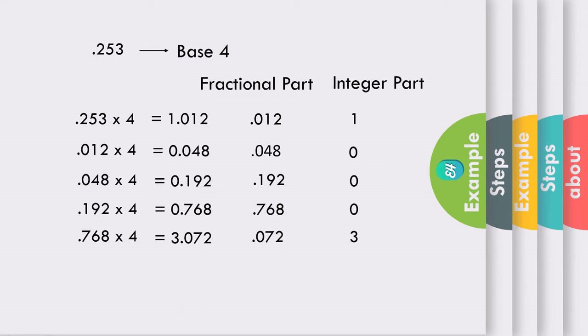Now the next step is to write down all the integer parts in forward order, that is from top to bottom. So 0.253 in base 4 is equal to 0.1003.